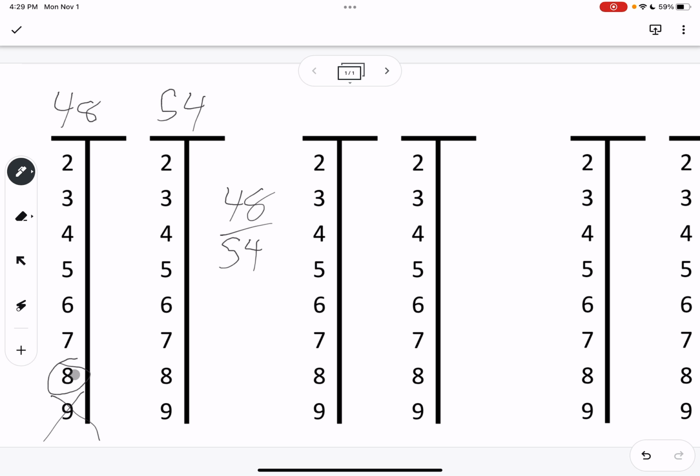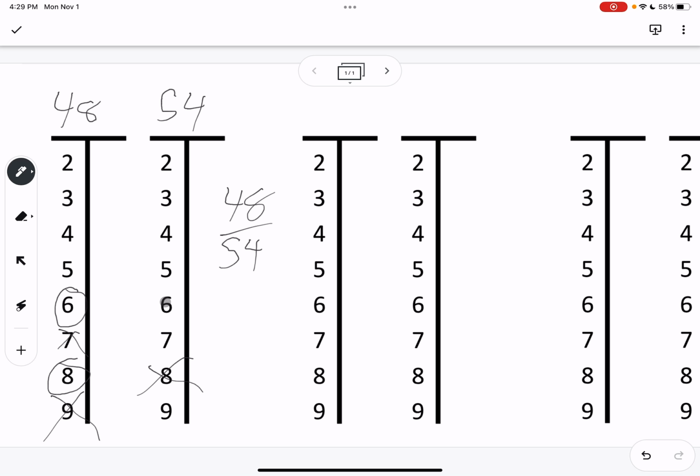And now because this I know goes into 48, now I'm going to check to see if 54 can be evenly divided by 8. If 8 can go evenly into 54. So 54 divided by 8 equals, nope, it's a decimal. I'm going to cross that out and then go back up here. What I'm looking for is two numbers side by side that both go into this number. So let's take 7. 48 divided by 7 equals, oh, it's a decimal. So I'm going to cross that out. 48 divided by 6 equals 8. So I'm going to circle that.